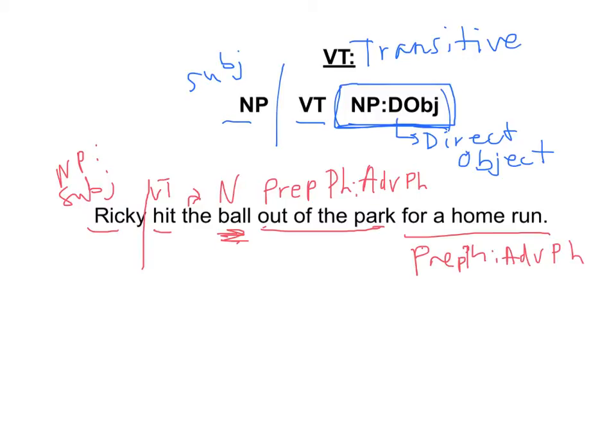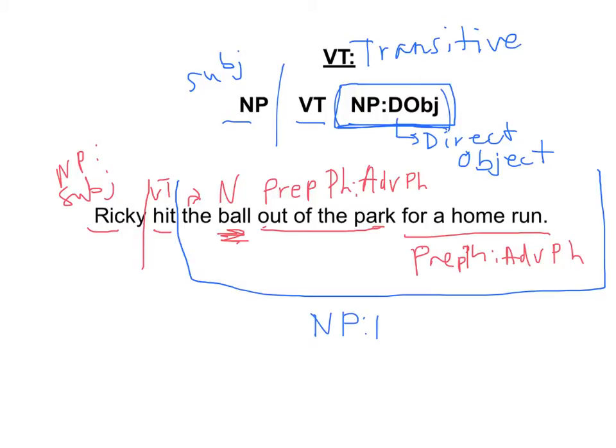But all of this together, from here on, is really just describing what kind of ball, what kind of situation it is. And so this is our noun phrase direct object. Okay? All right, take a look at that.